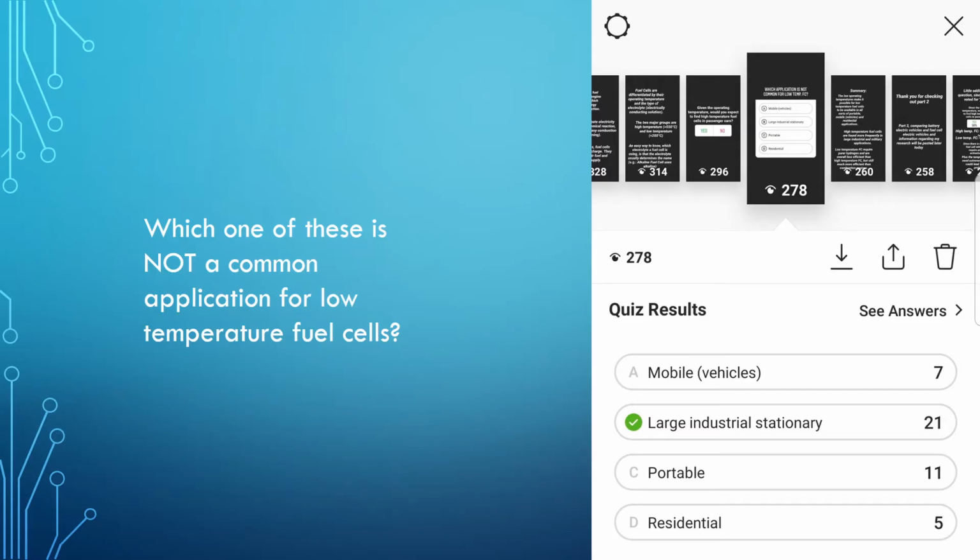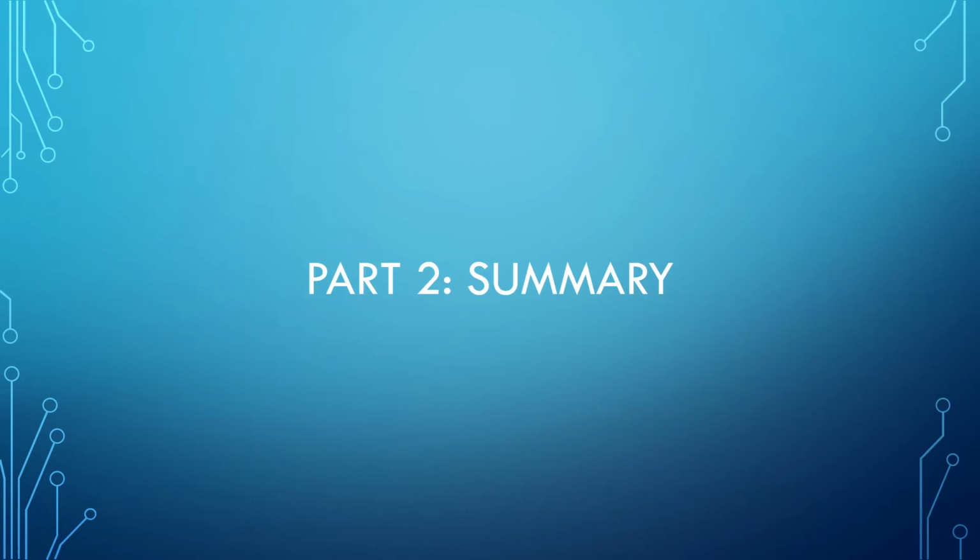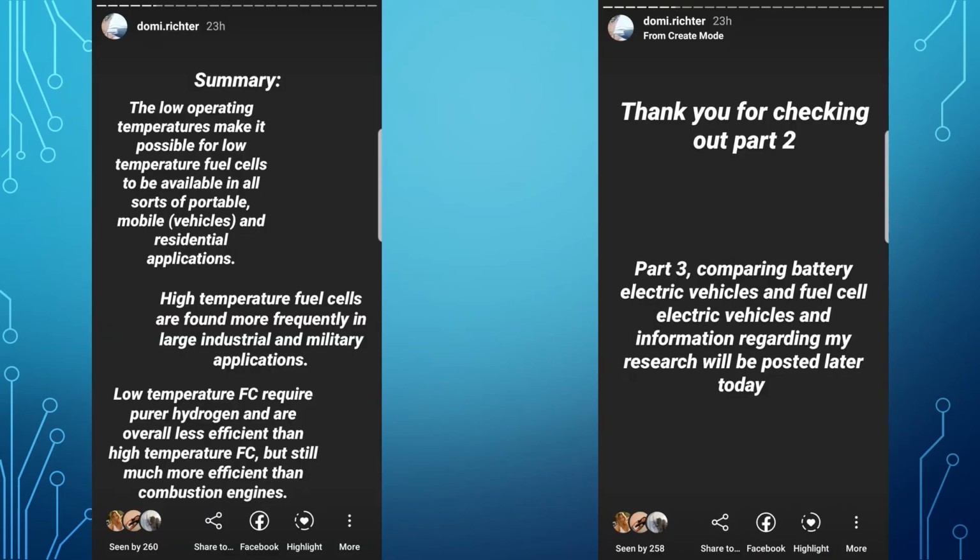I also did another quiz which was viewed by 278 people and answered by 44, which is still 16% of the people that actively engaged. I kept part 2 shorter because fuel cells are really not the most interesting part about the topic for the most people, and I didn't want to scare them away for the last part.